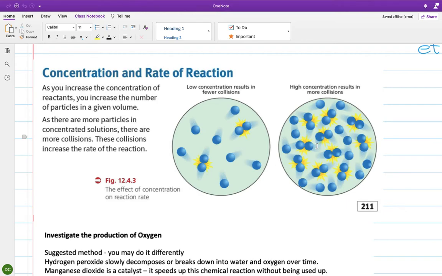Okay, that's concentration. So an incredibly concentrated solution would be one where there's a huge amount of particles in a small volume, like there is in here. Both of these have the same volume, but there's way more particles.